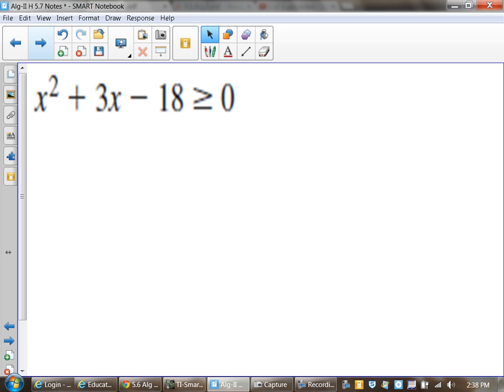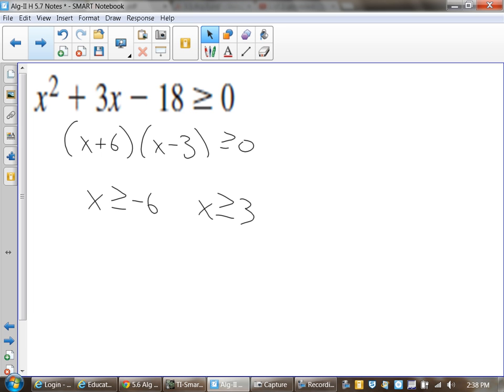Same idea. X squared plus 3x minus 18 is greater or equal to 0. I'm going to solve it algebraically. Negative 3 and 6, good. So when I factor that out, I get x plus 6, x minus 3, greater or equal to 0. What are your inequality zeros, if you will, or your inequality values then? Good. So when you write it out, x is greater than or equal to negative 6, x is greater than or equal to 3.